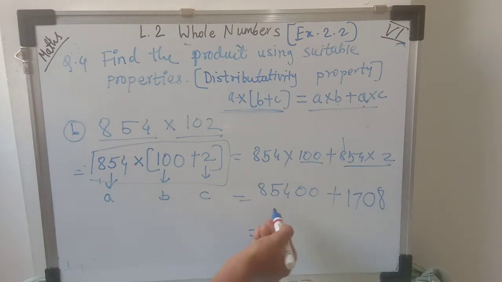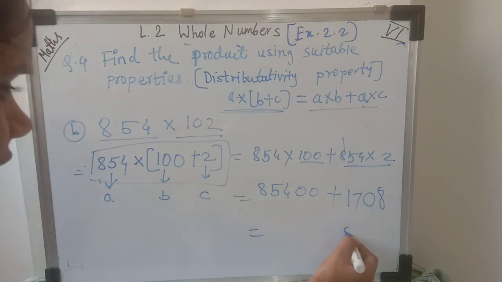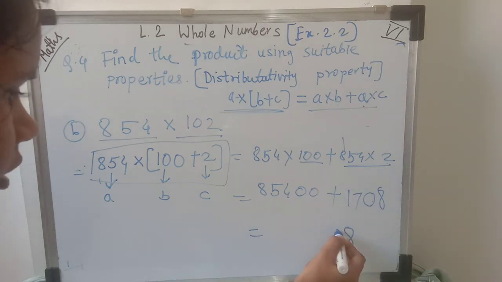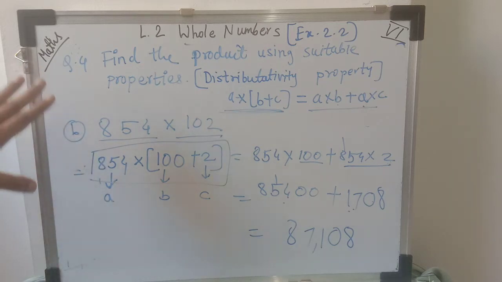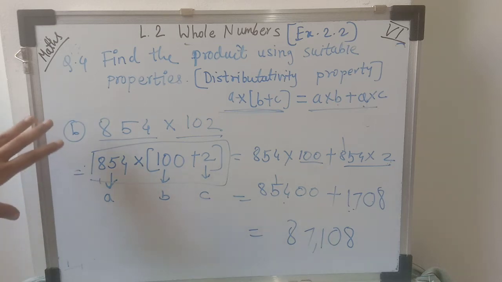Now it is very easy. Let's do the addition of all the numbers. 0 plus 8 is equal to 8. 0 plus 0, 0. 7 plus 4, 11, 1 we have to carry. 5 plus 1 is equal to 6. 6 plus 1 is equal to 7 and 8. So here we got the answer 87,108. Now I hope students, from the second example you get a little idea how to solve these types of examples.